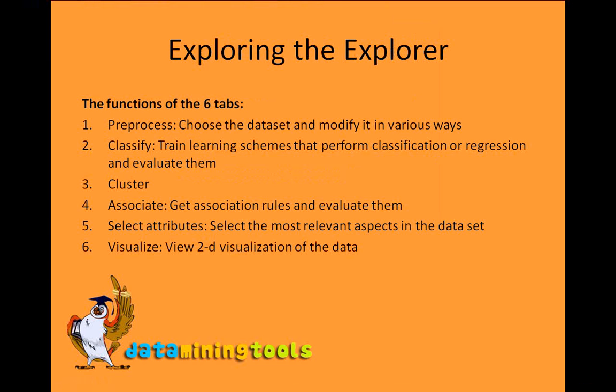So basically these are the 6 tabs which we have in our Explorer. The pre-process, which we just demonstrated, and the classification one, where we can use lots of classification algorithms. Then we have the clustering, followed by associate, where we can build association rules. Then we have select attributes, and in the end we have a visualize tab, which basically helps in visualizing the data which we have.